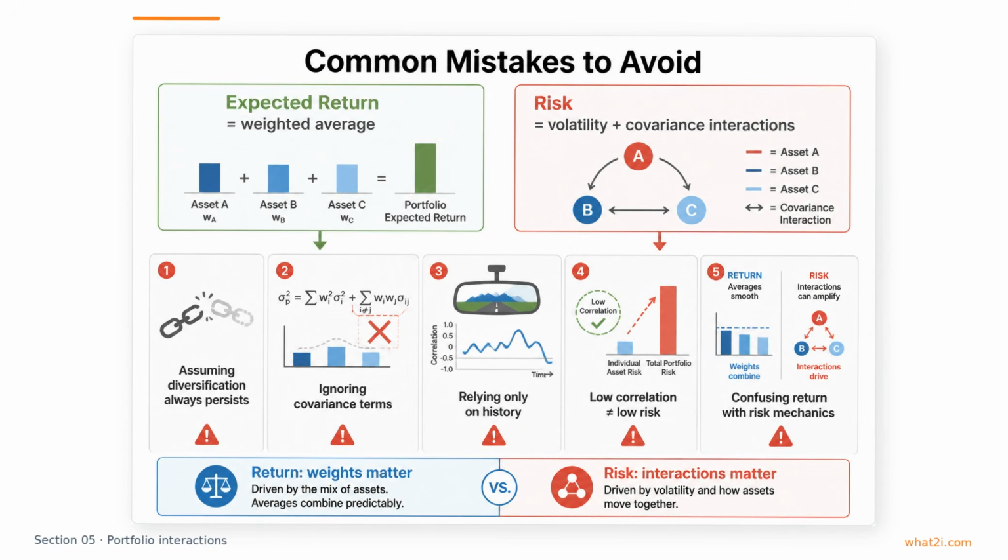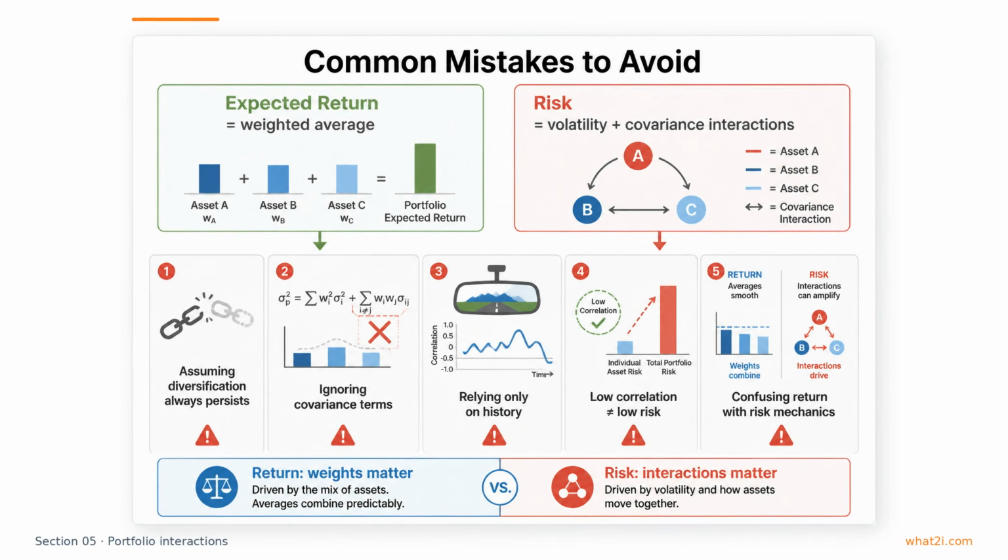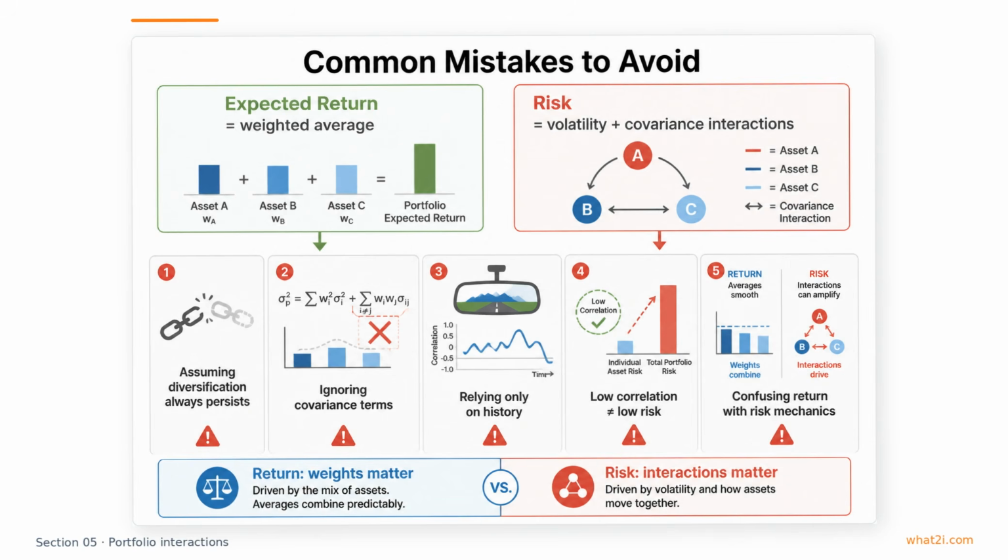One common error is assuming that diversification will always persist without checking whether correlations are changing. Another is ignoring covariance terms and focusing only on standalone asset volatilities. Investors also often rely too heavily on historical correlations, as if the past relationship must continue. Low correlation alone is not enough either, because a very volatile asset can still add substantial risk.